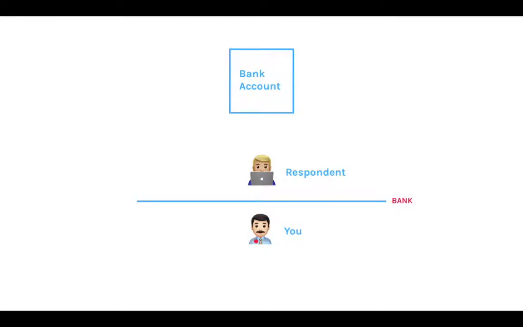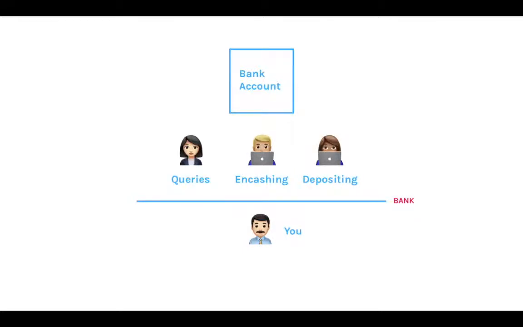Now, what if you wanted to do multiple different things in a bank, like you wanted to encash a check, deposit money, or ask some questions? In a typical bank setup, you would have three different desks and three different respondents for each responsibility. So, if you wanted to encash a check, it will be handled by this guy. If you wanted to deposit some cash, it will be handled by this woman. And if you wanted answers to some queries, you can go over to this counter and get them cleared.